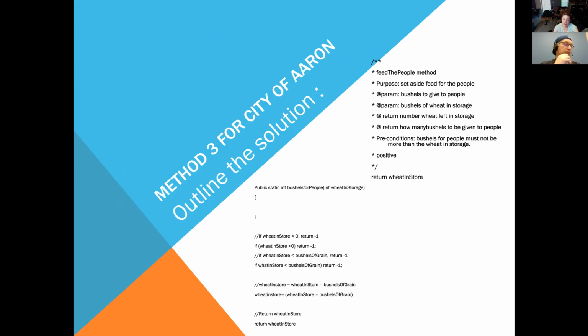The next is you outline the solution. So the first thing we did was we outlined all the parameters, all the conditions into kind of a small commented outline so we could use that when we went into NetBeans to write our code. And then we wrote a pseudocode right here, in public static int bushels for people in wheat and storage. And we kind of wrote what our code might look like in NetBeans when we wrote it in Java. And this gave us a good basis to go off of.